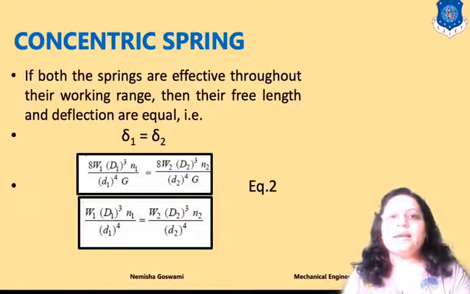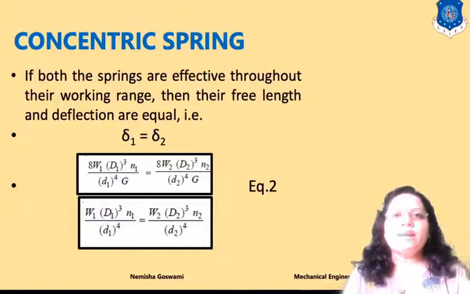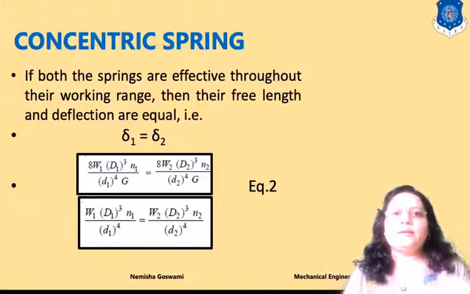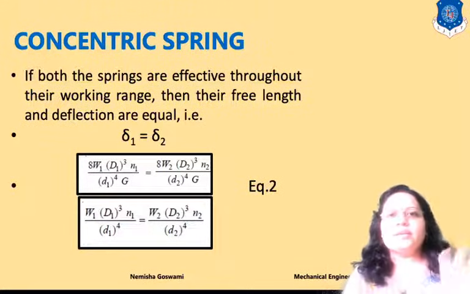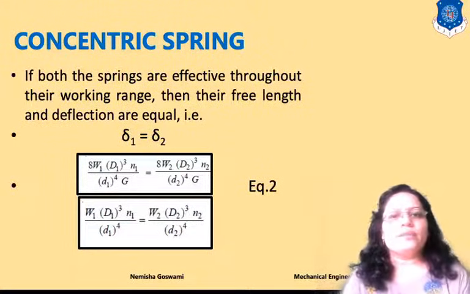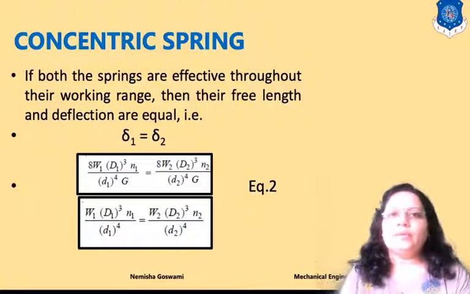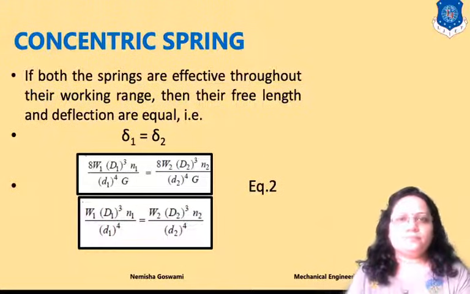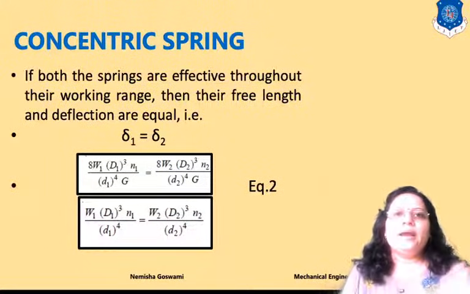Similarly, we consider that both springs work with the same range, so the deflection will be equal. So delta 1 is equal to delta 2. What is delta? Delta is equal to 8W times the mean coil diameter to the power 3, multiplied by the number of active coils, divided by the wire diameter to the power 4 times G. We will put subscript 1 for the outer spring and 2 for the inner spring.